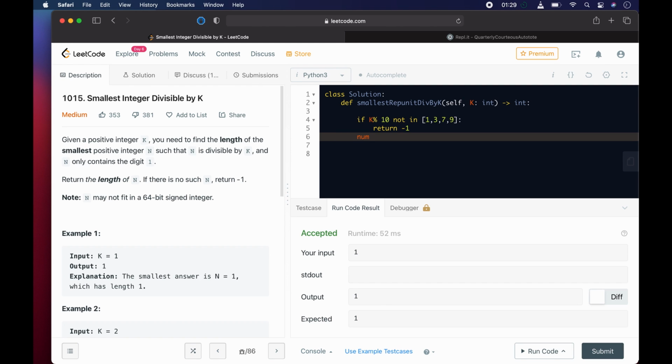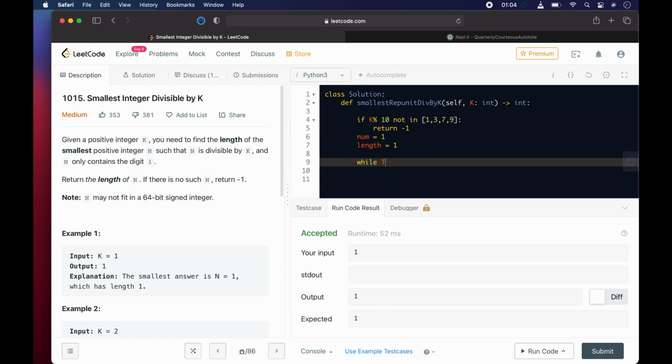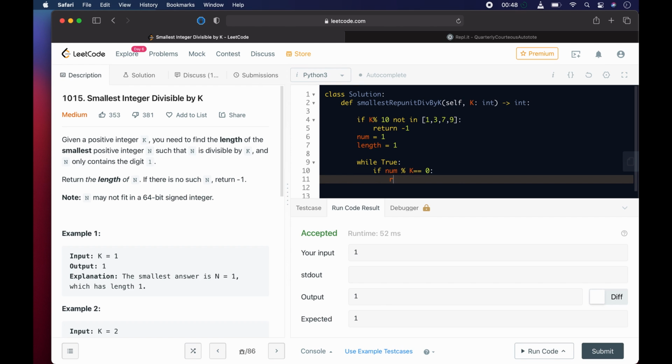So the next thing we need to do is start off our number. We could say num is going to start off as 1, and after that we need to have length equals 1, and we check while true, so that we can loop through. And we say if num modulus by k is going to be 0, what we need to do is return true, right?